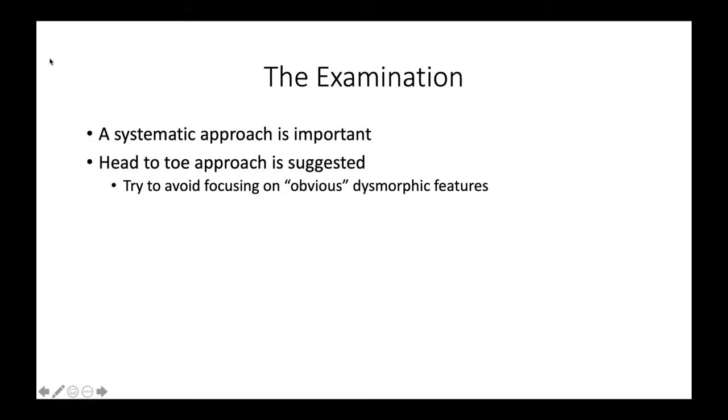It's important to appreciate that the examination of the child for dysmorphisms is systematic, and a head-to-toe approach is highly recommended. Many times we recognize the presence of certain dysmorphic features and we zone in on those and therefore fail to appreciate the presence of others. So it's encouraged that we approach this from a head-to-toe approach.